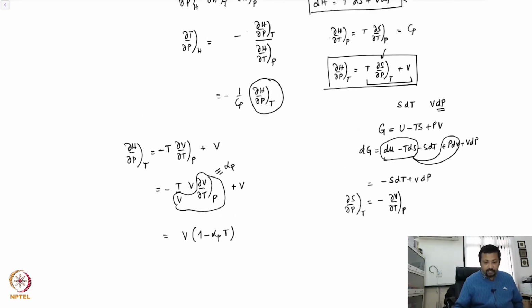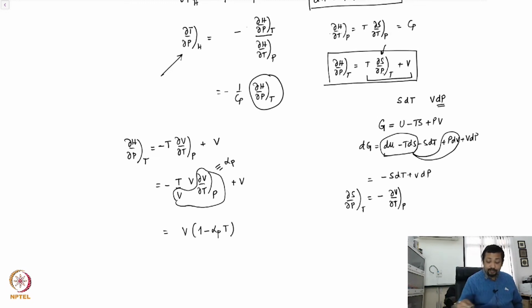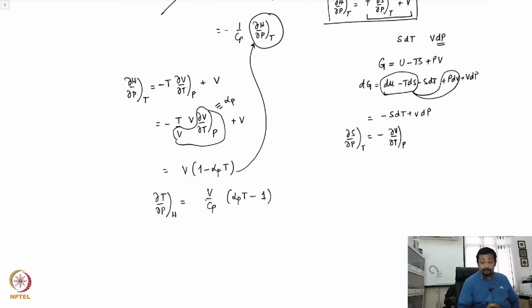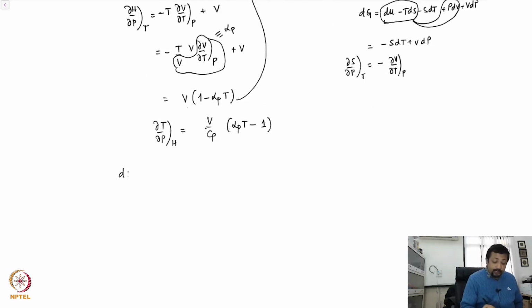Very nice. So therefore this ratio which we started off with, del T del P, H held constant, is going to be 1 over Cp, V over Cp. This factor comes in over here. This is where you substitute this, so that this becomes V over Cp, alpha P T minus 1. So that dT is going to be V over Cp, alpha P times T minus 1, times dP.